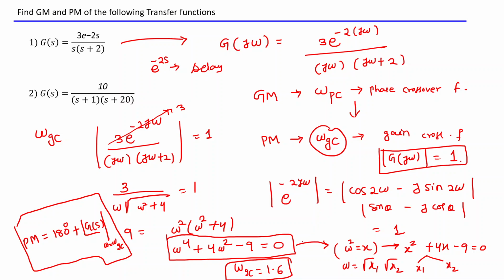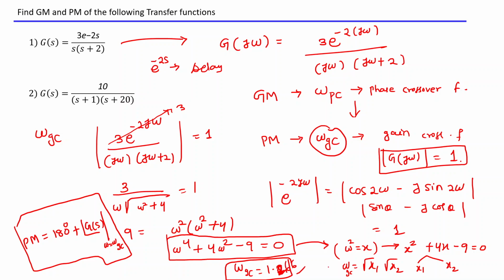Sir, 1.6 is x1, x2. X1 is 1.6, x2 is minus 5.6. And sorry, then you find out omega. Omega is 1.27. All right, thank you. So this is the thing that is matching to your value.